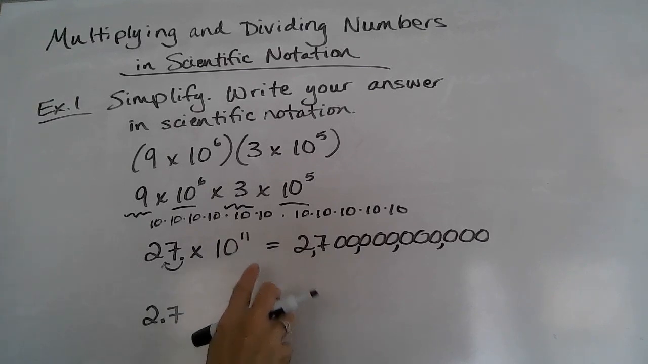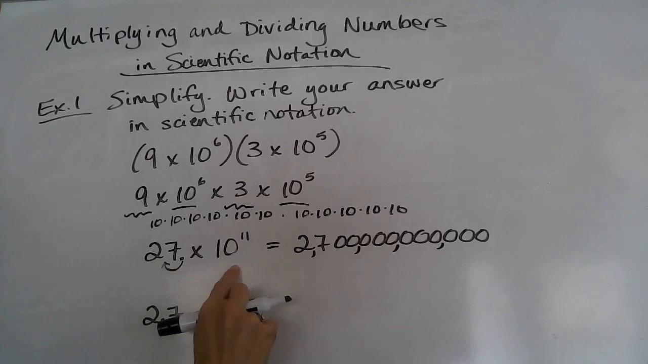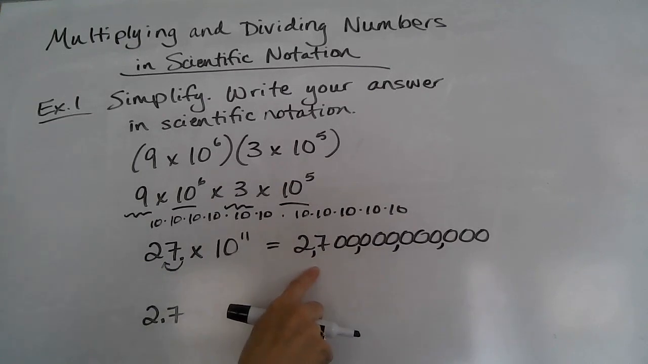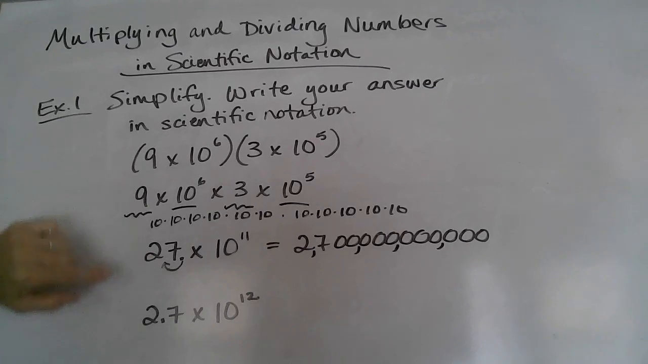So if you need to, write it out and see what it is following this set of directions, and then count how many spaces you're going to be moving it to put it into scientific notation. In this case, we're moving it 12 times. We have a large number, so our exponent is positive. So when you multiply 9 times 10 to the sixth and 3 times 10 to the fifth, you will get 2.7 times 10 to the 12th.